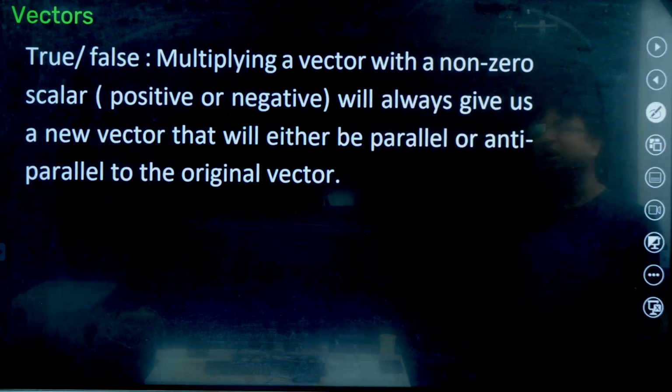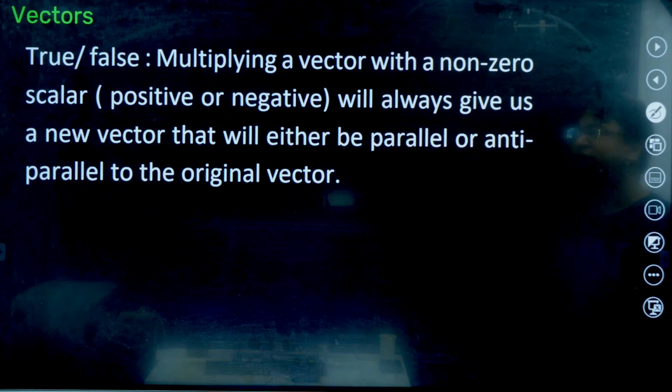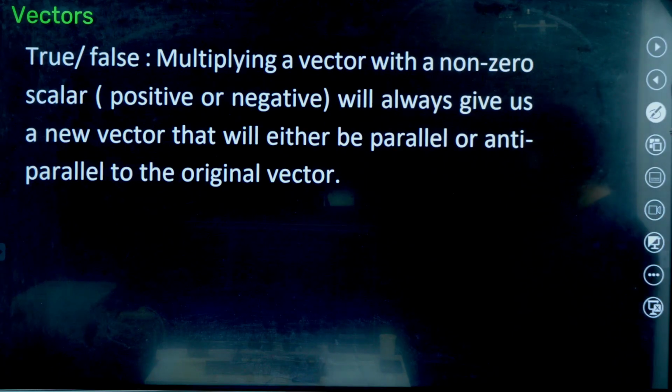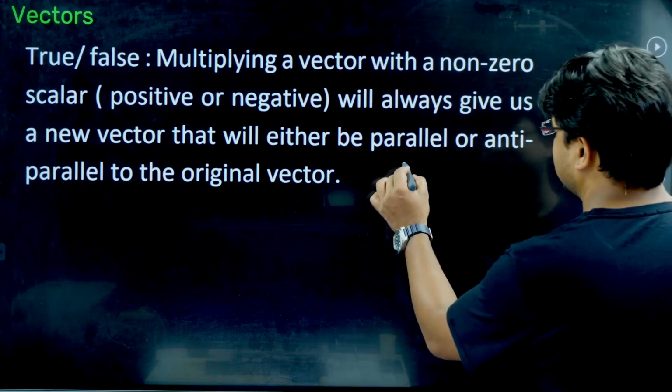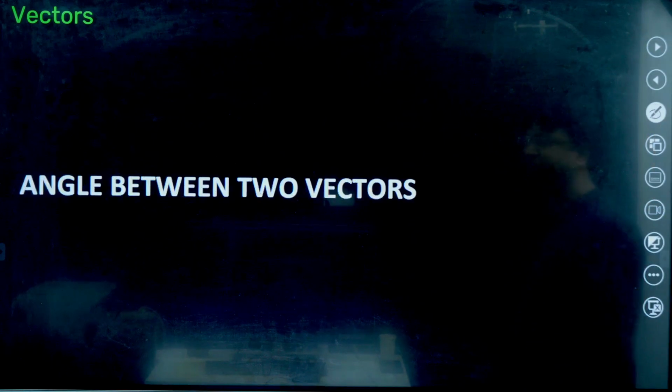Now, multiplying a vector with a non-zero scalar will always give us a new vector that will either be parallel or anti-parallel to the original vector. What do you think, guys? Is this true or false? I've just talked about this thing, and yes, it is true. It is most certainly true.